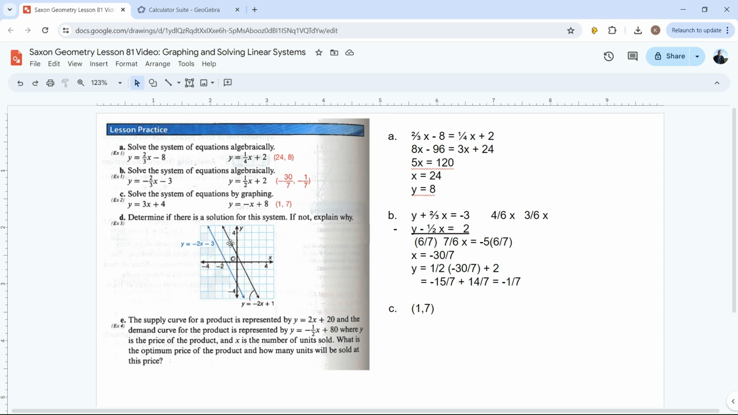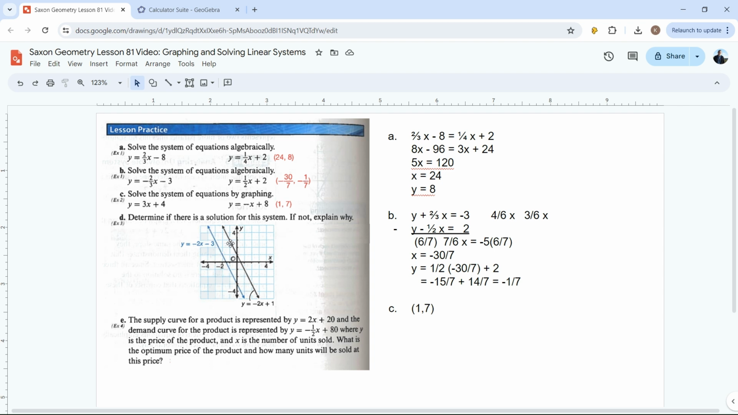Let's look at letter D. Determine if there is a solution for this system. Back in algebra, we had a special name for parallel lines. We called them inconsistent because they do not cross one another at all. They never touch each other. And if there is no point where these two lines cross one another, there is no solution for the system.